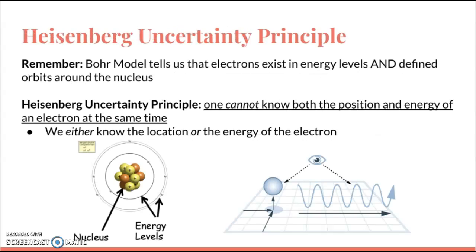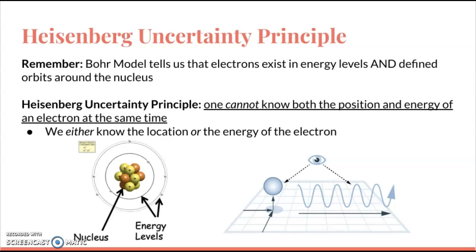The last thing before we get into the practice part is the Heisenberg uncertainty principle. Remember that the Bohr model tells us that electrons exist in energy levels and defined orbits around the nucleus. However, Heisenberg tells us that one cannot know both position and energy of an electron at the same time. So we can either know the location, if it's in energy level 1, 2, or 3, or we can know if it's exerting energy, meaning it's going to be changing energy levels based on the photoelectric effect, based on that photon quantum we've been talking about. So I can't know both where the energy is and the location.